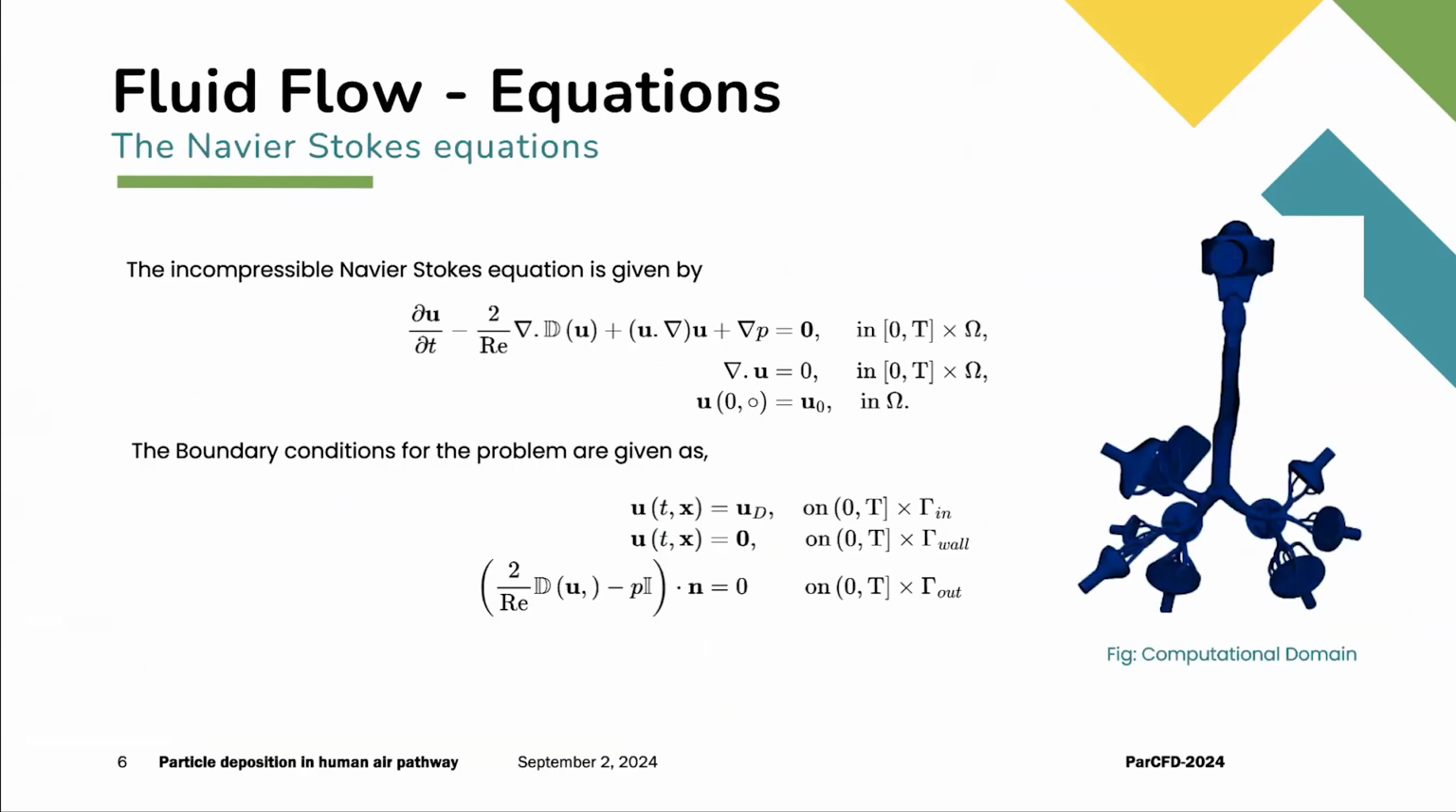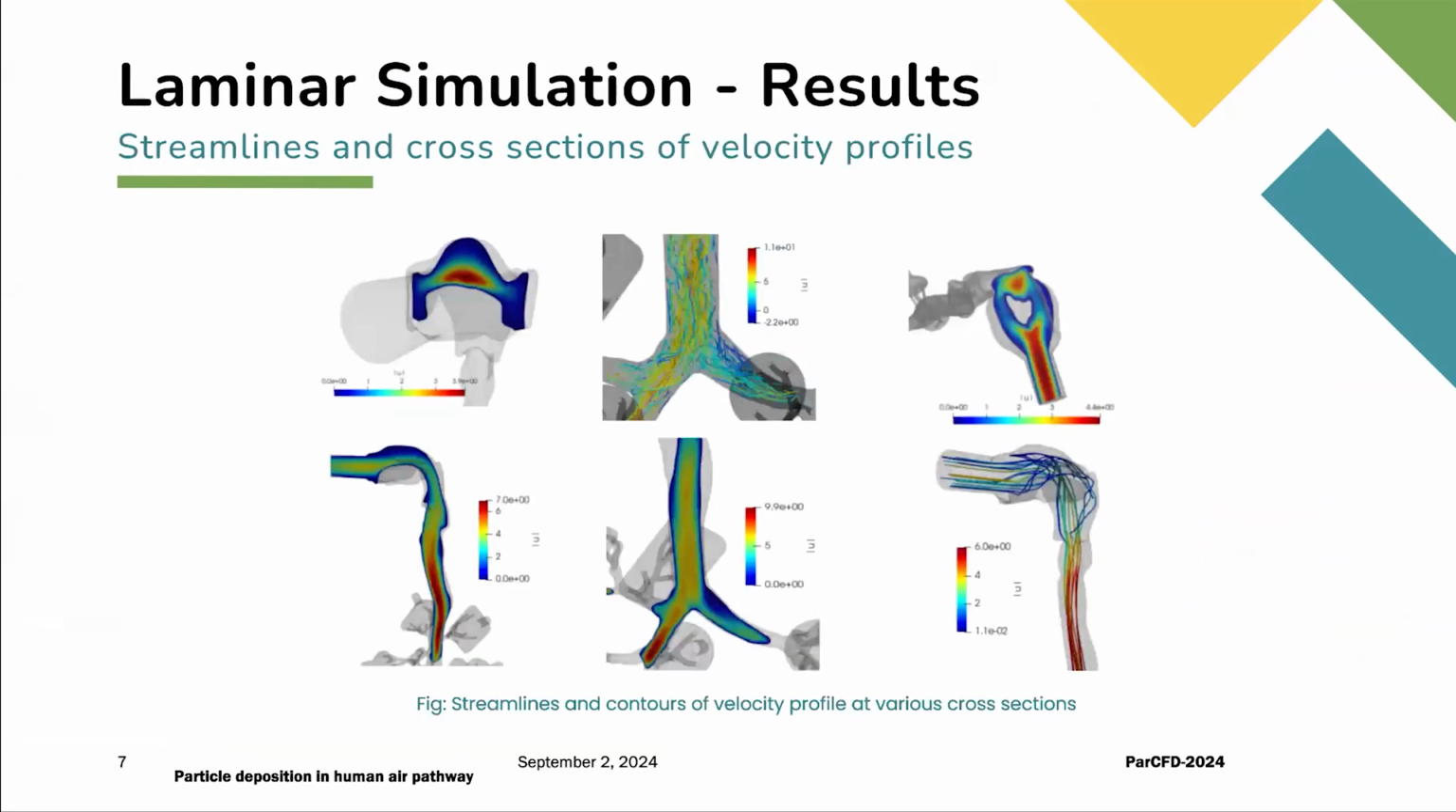So, these are the incompressible Navier-Stokes equations. The boundary conditions are: the inlet will be a Dirichlet inlet with turbulent characteristics in the flow, the wall condition is no slip, no penetration, and the outflow is a zero Neumann boundary condition. To start with, we did some laminar simulations with our framework to check whether it is working correctly in terms of the solvers. And these are some of the results obtained with the laminar flow.